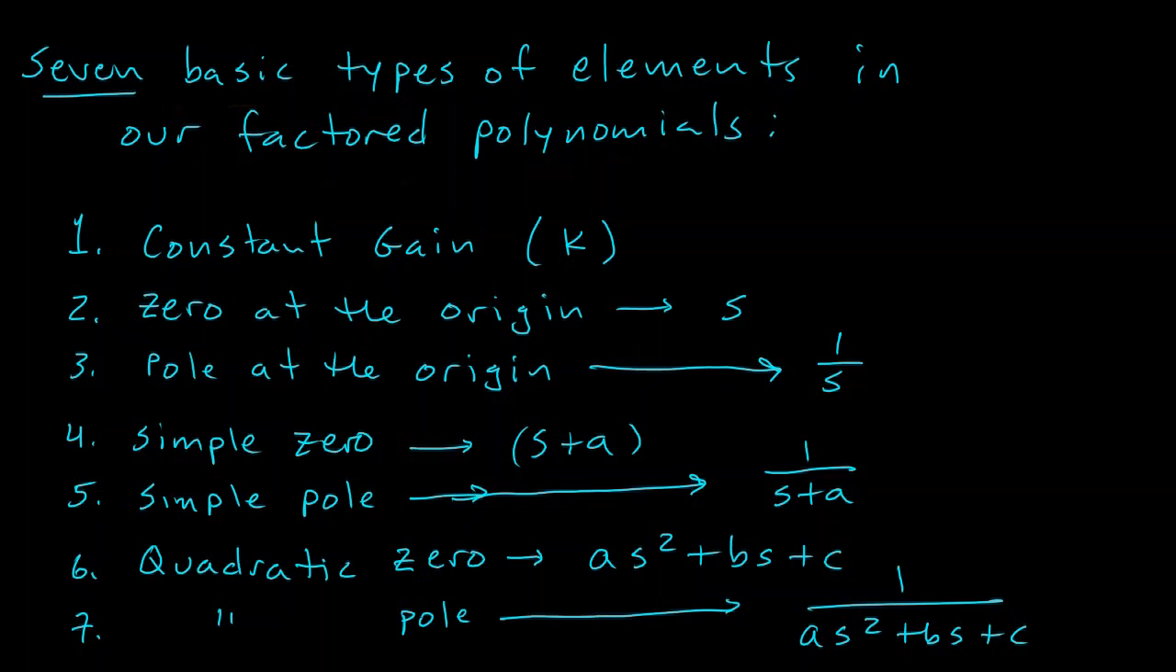And so the first one we're going to deal with, and we're going to talk about this one in the remainder of this lecture, is the constant gain k. It's a simple one to deal with, but that's a good place to start. Okay, so a constant gain. We can actually have a transfer function that is just a constant gain. It would look like H of s equals k.